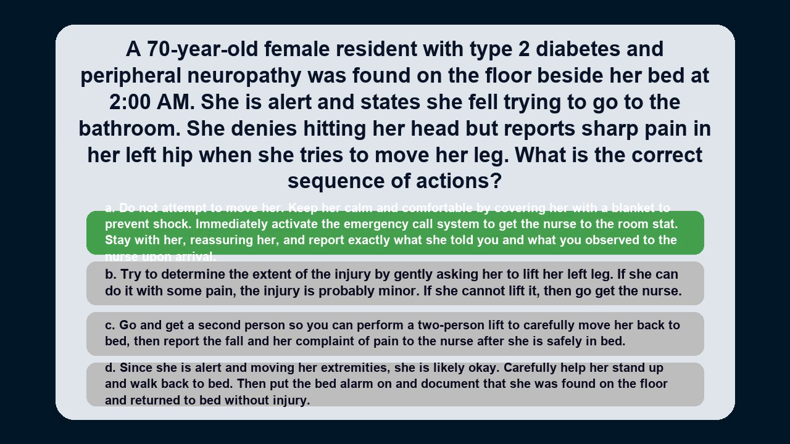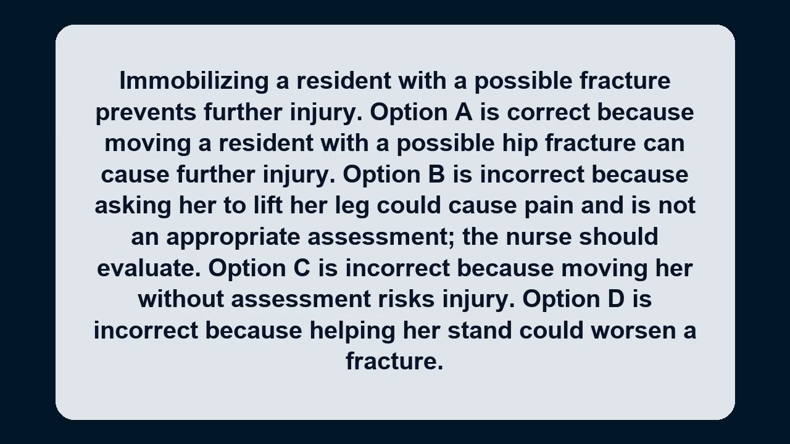The answer is A. Immobilizing a resident with a possible fracture prevents further injury. Option A is correct because moving a resident with a possible hip fracture can cause further injury. Option B is incorrect because asking her to lift her leg could cause pain and is not an appropriate assessment. The nurse should evaluate. Option C is incorrect because moving her without assessment risks injury. Option D is incorrect because helping her stand could worsen a fracture.